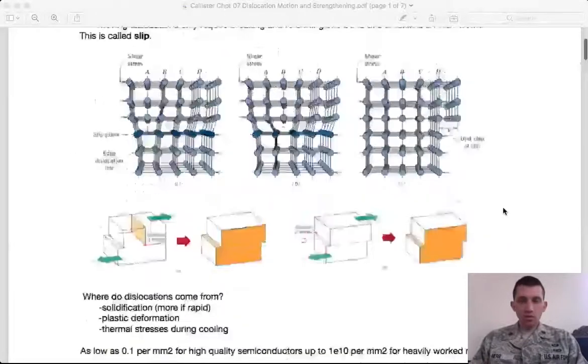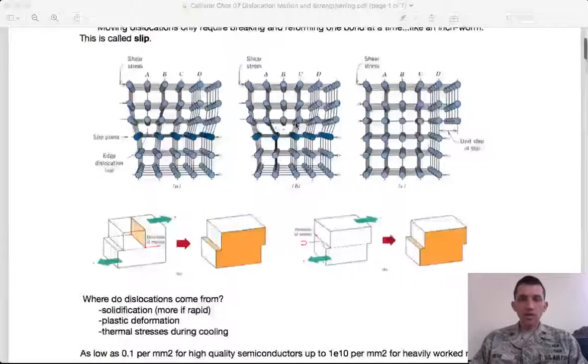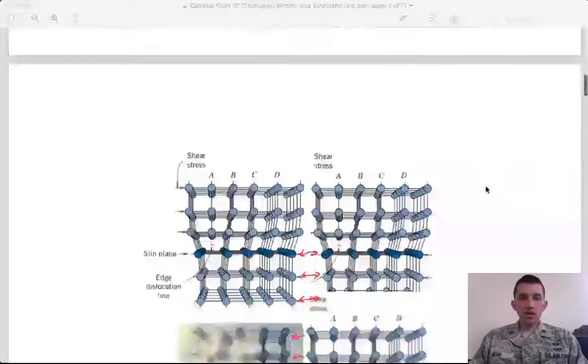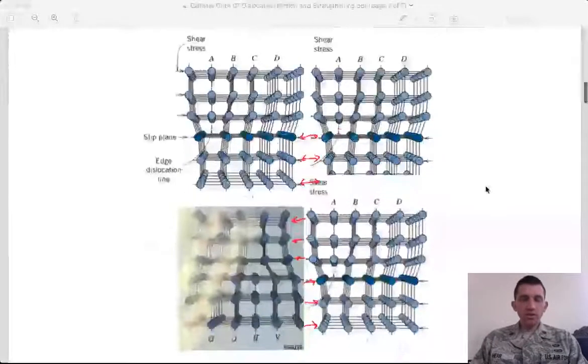So you think about this scenario. Not every dislocation is going to end up as a step at the edge of the crystal. It might link up with another dislocation and actually annihilate. And here I've tried to use some of the diagrams from Callister to illustrate this.